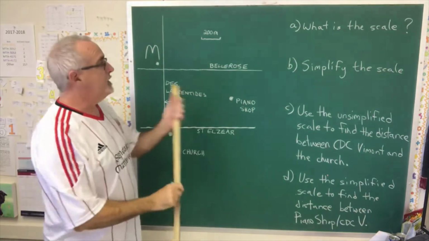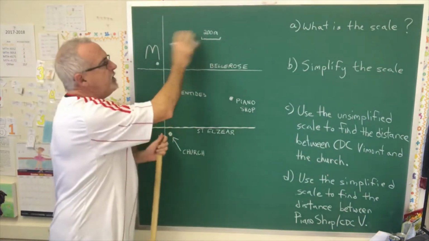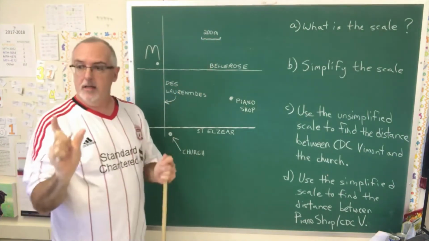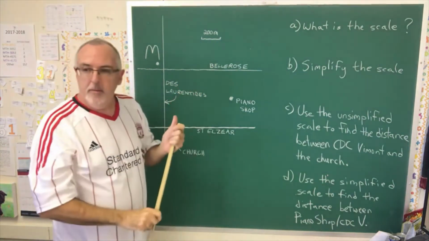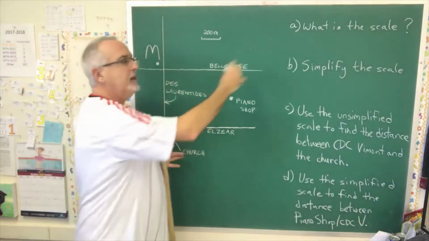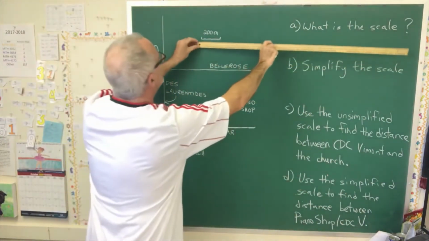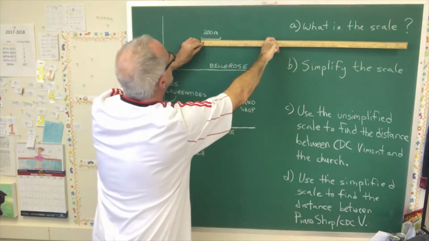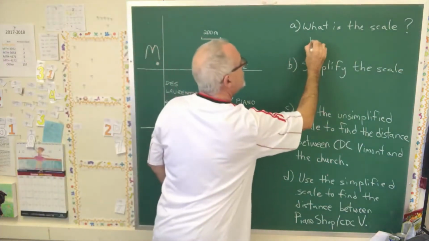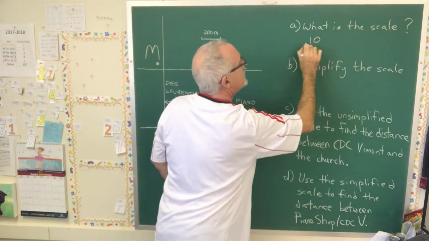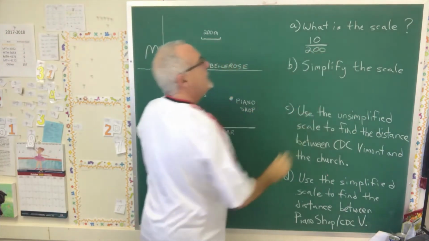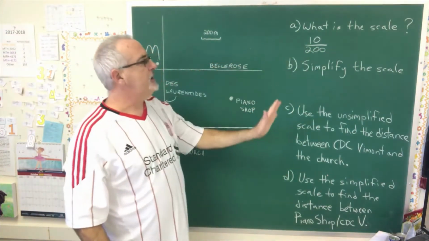Now this involves using a ruler. On a map, on a piece of paper, often you can tell just by eye that this little bar is, say, 1 centimeter long. And then you don't actually have to measure it. But we have more of a tricky situation here because I'm doing this very large on a chalkboard. So I'm going to measure it, and what I'm finding is that little bar is 10 centimeters long. So my scale is 10 centimeters represents 200 meters. It's a 10 to 200 scale.